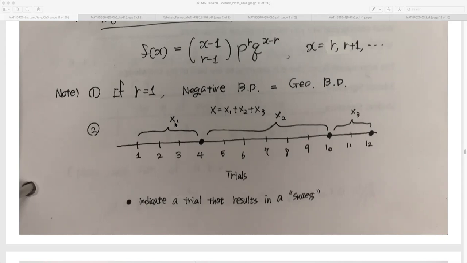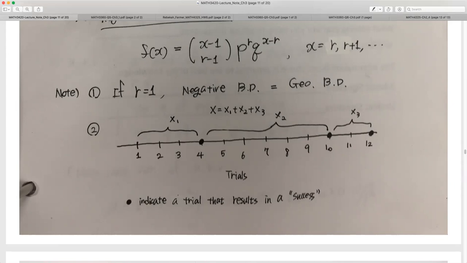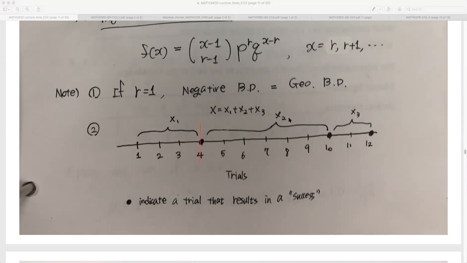You see that x1 is a geometric random variable, which means the number of trials until we get the first success, is 4, right? And then x2. Okay, so from here it's done here. And then x2 is the number of trials until we get the next success again.